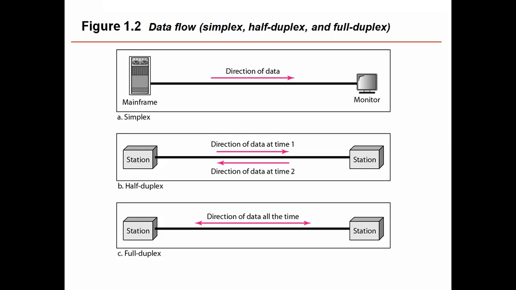And half duplex, the best example is, can you give me an example for half duplex? Do you have any idea about that? Walkie-talkie. Yes, exactly. Walkie-talkie is a best example. Only one person can send the data. The other person can listen to that. Once that transmission is over, then the other person can send the data.